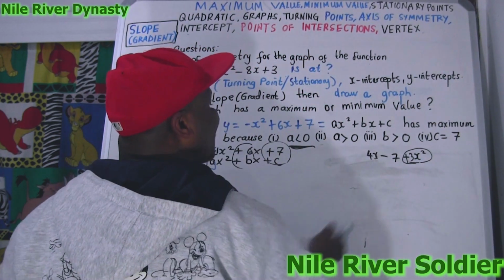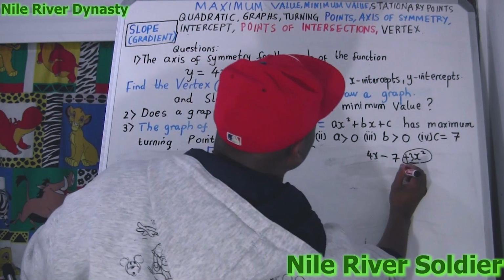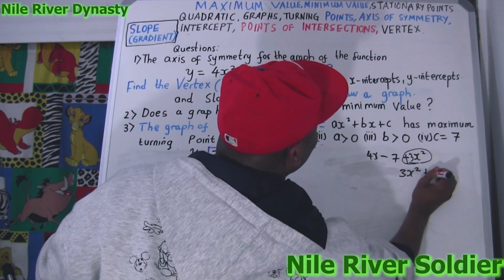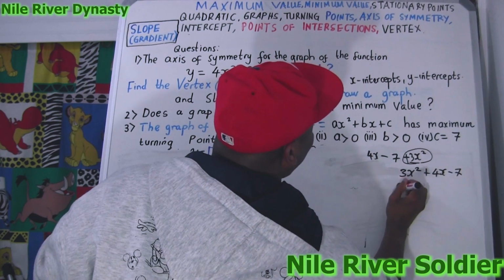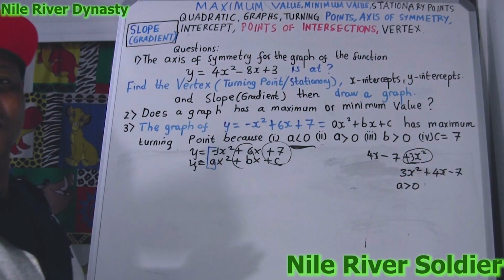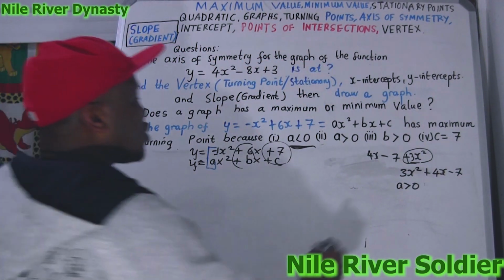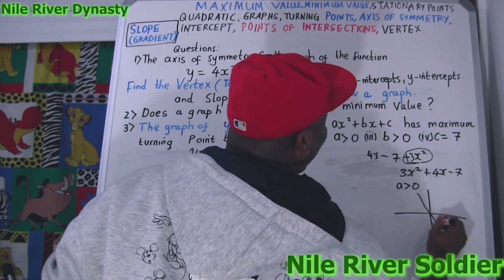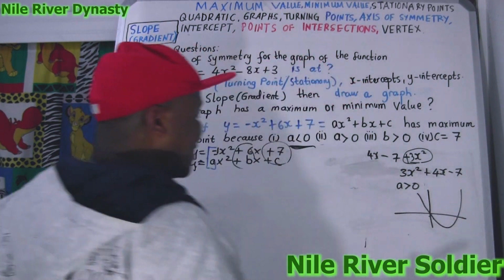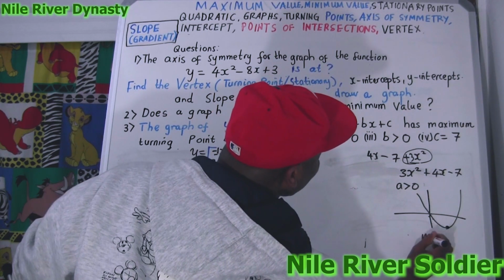So let's say something like this. I have to rearrange in the standard equation of a quadratic. So this is going to be 3x squared and then plus 4x minus 7. So A is greater than 0. For that case, this graph is going to be concave upward. Roughly, I don't know the x-intercept or y-intercept, this is roughly it, okay? So this is the minimum turning point.